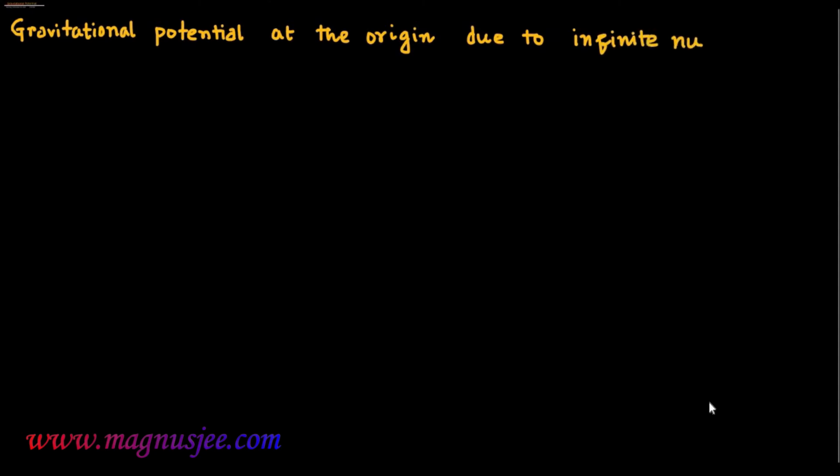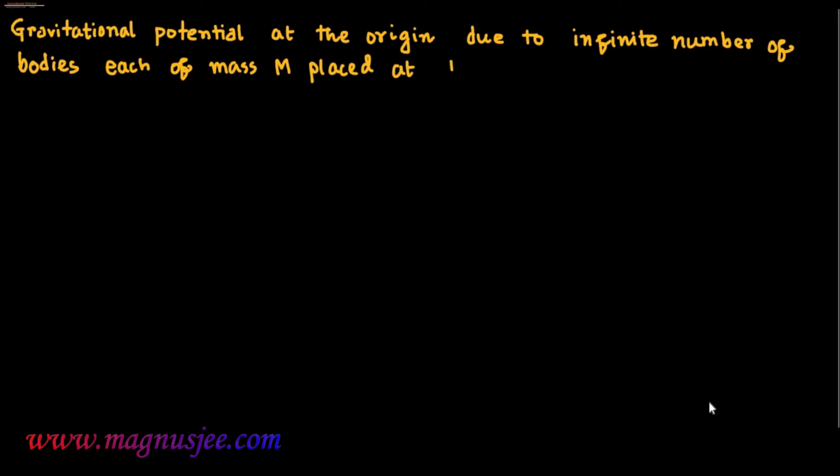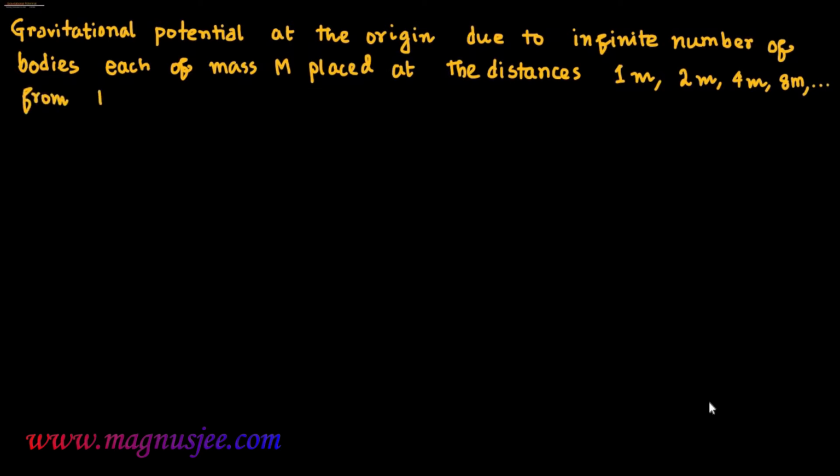Gravitational potential at the origin due to an infinite number of bodies, each of mass capital M, placed at the distances 1 meter, 2 meter, 4 meter, 8 meter from the origin along the same straight line.